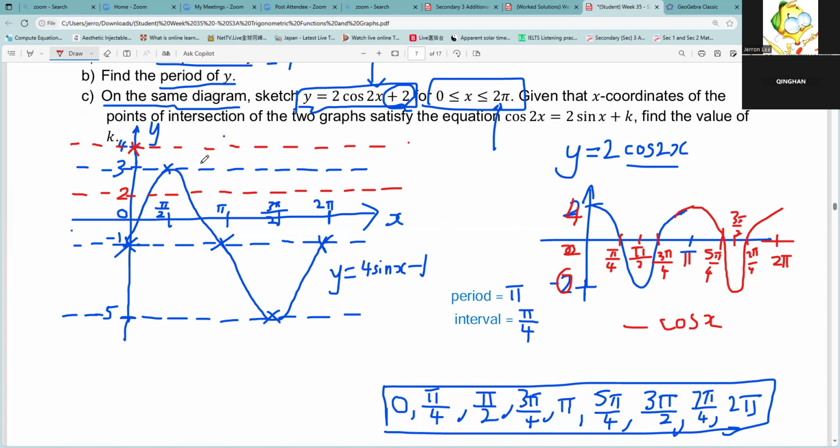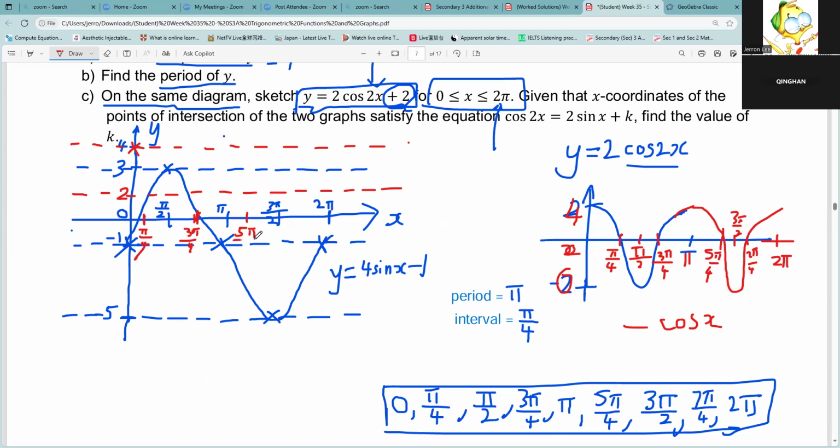Let me continue. At pi over 4, it is supposed to be 0. In my case here, I didn't have pi over 4, so it has to be added over here. This is pi over 4. Some students don't like it because you have to put in more values. So I'll add some more. This is pi over 2, this is 3 pi over 4, and this is 5 pi over 4.